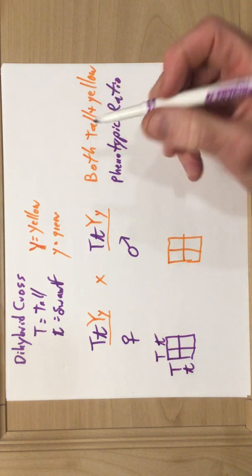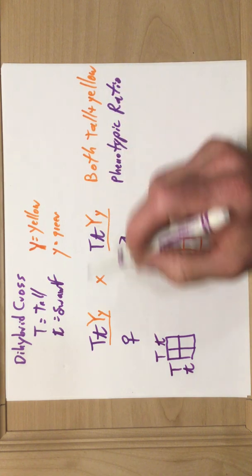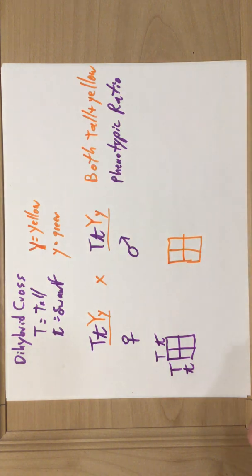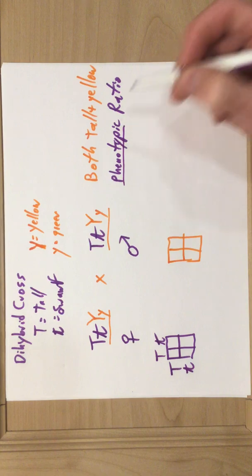And when they make sex cells, they have an even chance of either sending one of those alleles to their sperm cell or egg cell versus the other one. It's an even chance. So let's just look at the phenotypes, because that's what my answer wants to be.